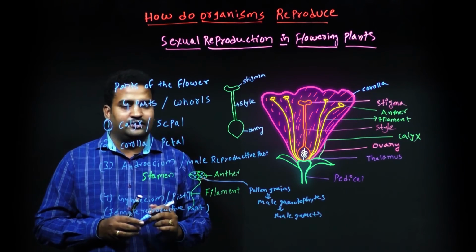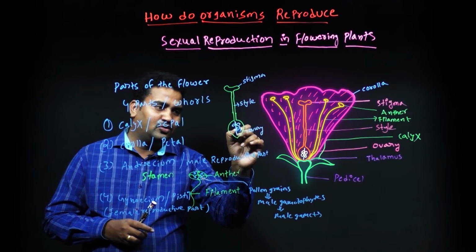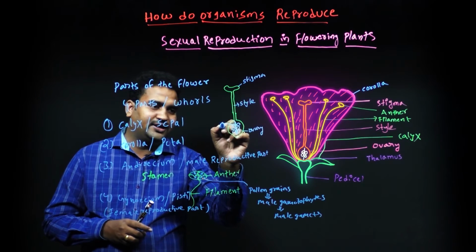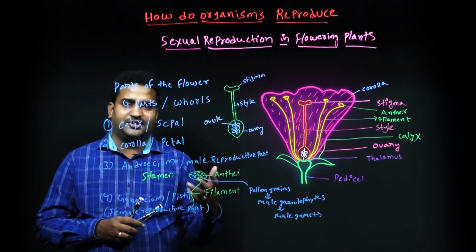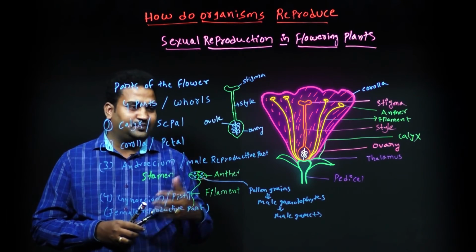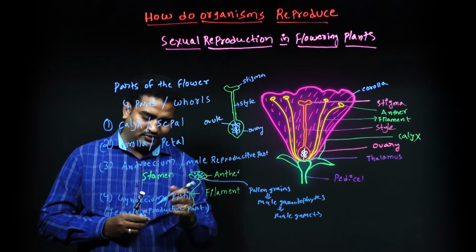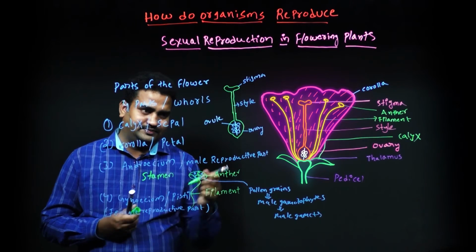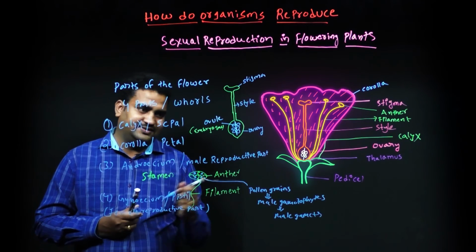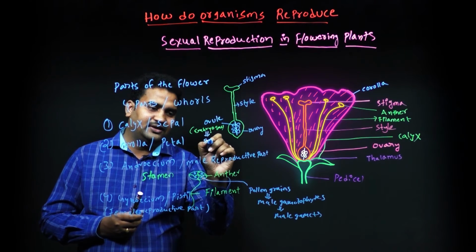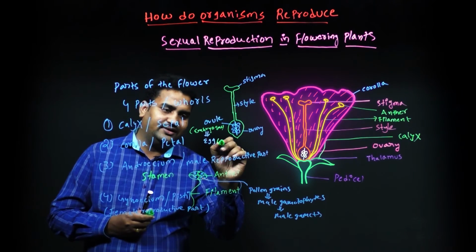Ovary contains 1 to many ovules. Inside the ovary there are ovules. So, this one is ovule. In ovary 1 to many ovules are present depending on the flower. Now, this ovule contains embryo sac. Ovules contain embryo sac. That embryo sac contains egg. Egg means female gamete.